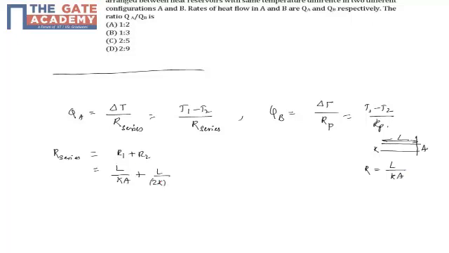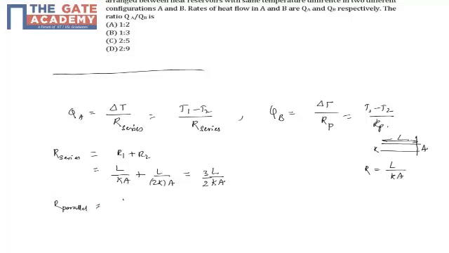For the first rod it's L by KA, for the second it's L by, the conductivity is 2K, so into A. So this effectively becomes L by KA times 1 plus half, that is 3 by 2, so 3L by 2KA.